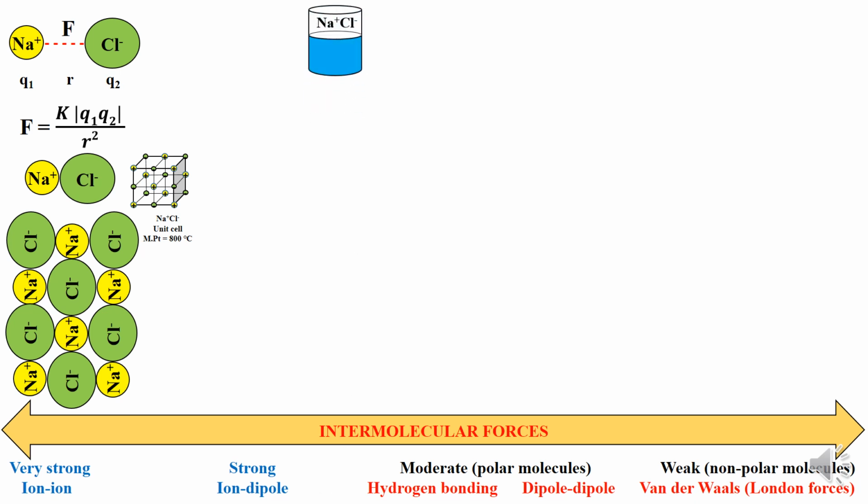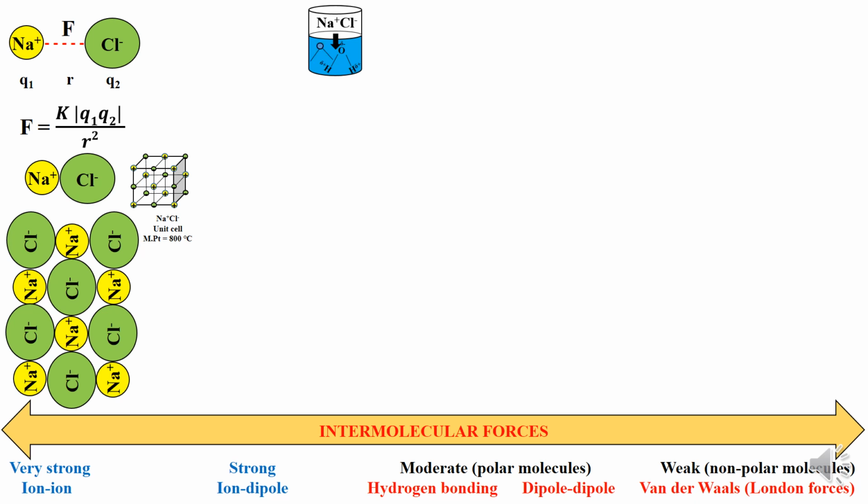Now, when sodium chloride salt is added to water, it dissolves completely. And why does it dissolve completely in water? Let me explain. Water is a polar solvent. It has a positive end and a negative end. It has a dipole with a polar covalent bond.